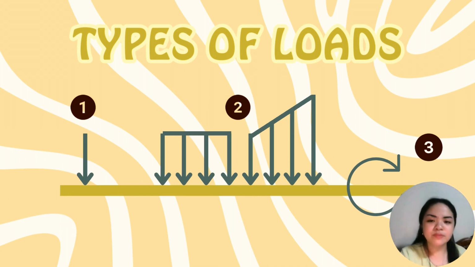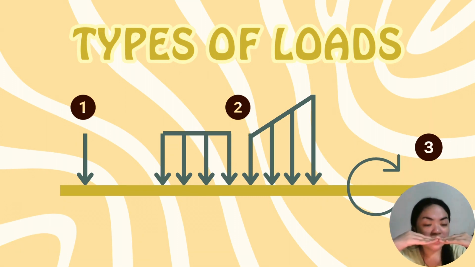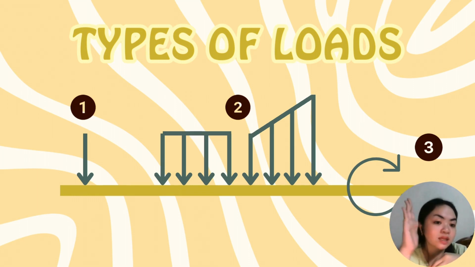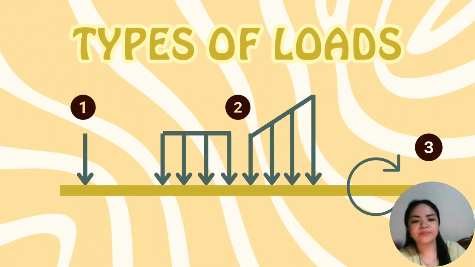Unlike dun sa number 2, yung load na yan is tawag dyan is distributed load. Dun sa nakaganyan, it is called uniformly distributed load, while the slanted one, it is called linearly distributed load. So, distributed load is applied over a finite area. Hindi siya katulad ng concentrated load na nakalagay lang siya sa isang specific point. So, next naman is yung sa number 3, concentrated moments. Concentrated moments tend to bend and rotate the beam. So, as we can see, pag ganun siya, iikot siya.